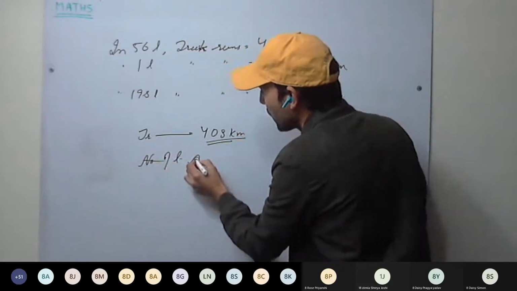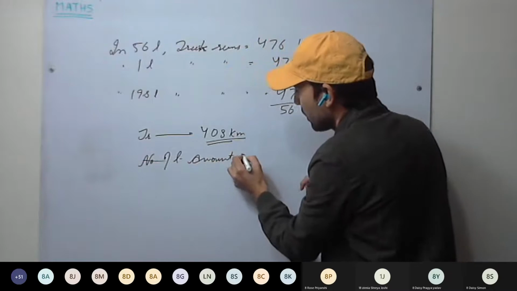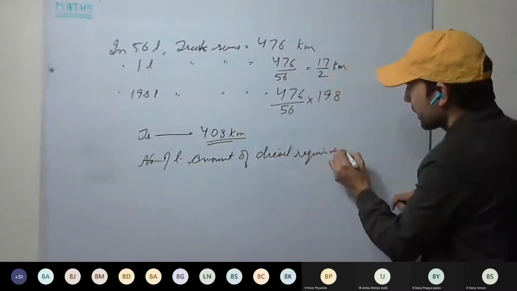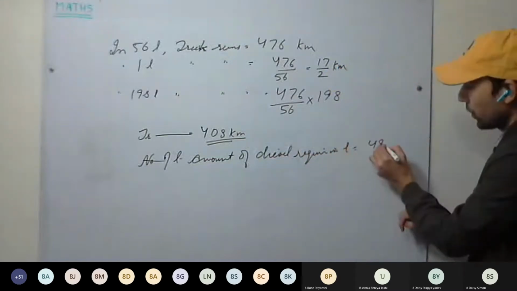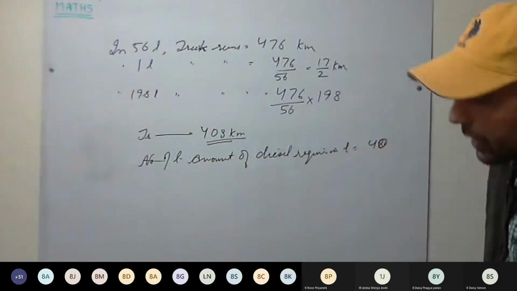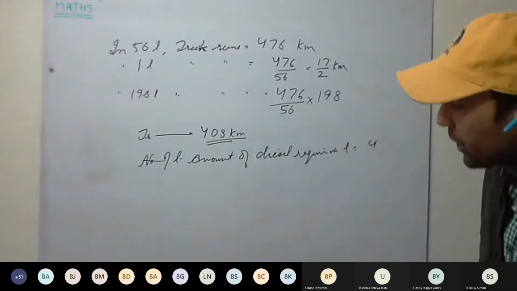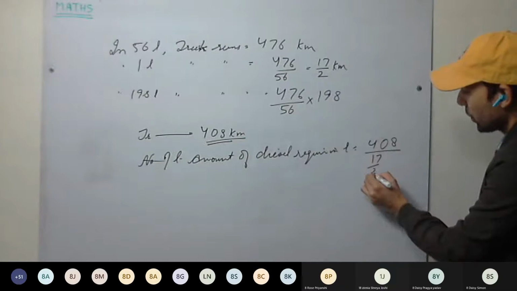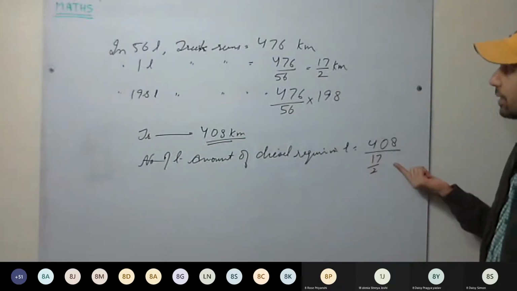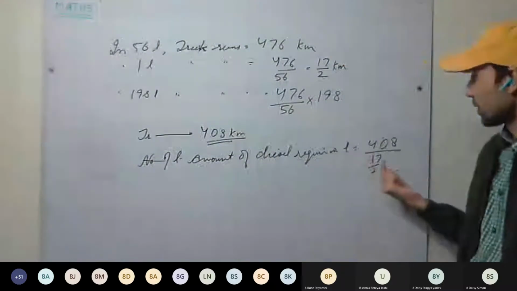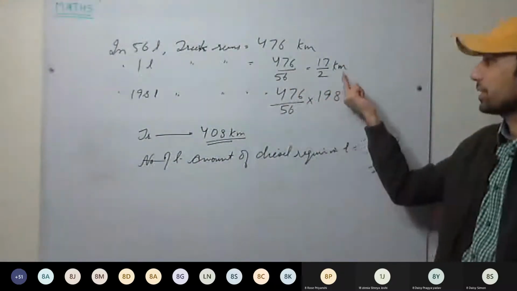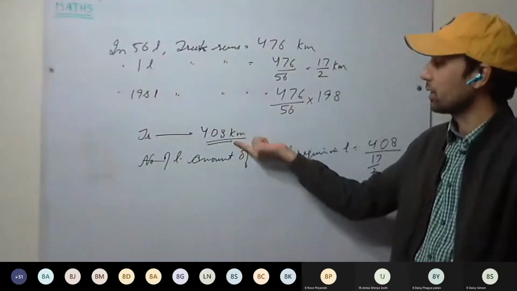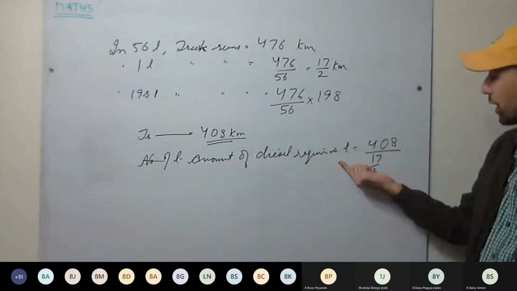The amount of diesel required in liters is equal to how much? 408, divided or multiplied? Divided. 408 kilometers divided by 17 upon 2 kilometers. Kilometers get cancelled, so we get liters. In 1 liter, it runs 17 upon 2 kilometers, and the truck has to travel 408 kilometers. So how many liters of diesel will it require?